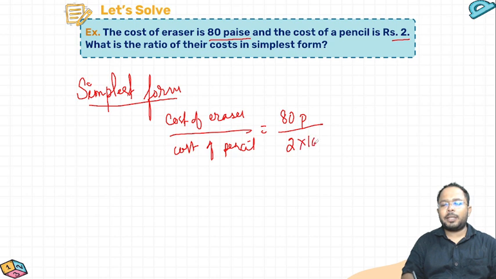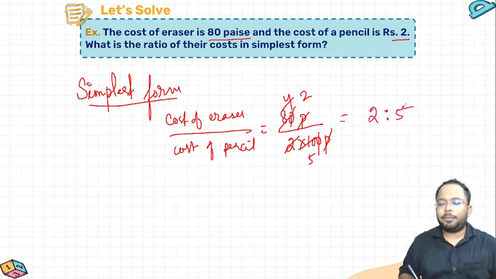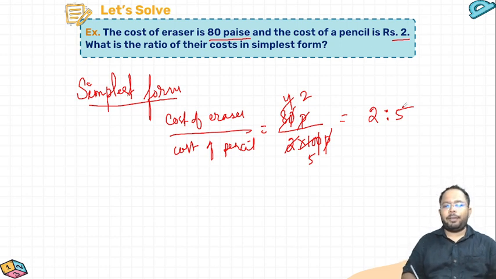2 rupees means multiplied by 100 paise. So paise gets cancelled. 1 0 gets cancelled. 2 4s are 8. 2 2s are 4. 2 5s are 10. So the ratio comes 2 is to 5.